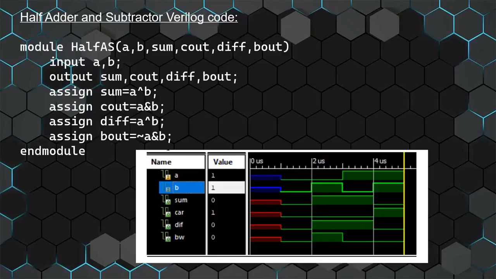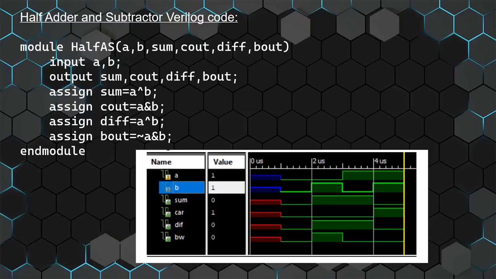Okay, this is all about full subtractor. Let me implement it using Verilog program. This is data flow. Here we can notice we got the equation, right? For half adder and half subtractor, we have written the same program.